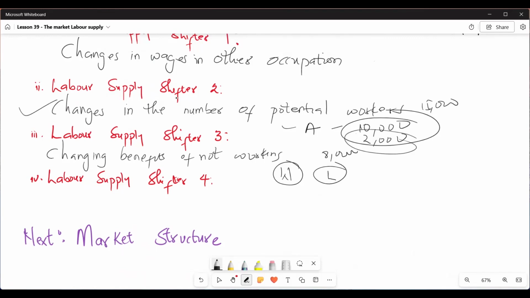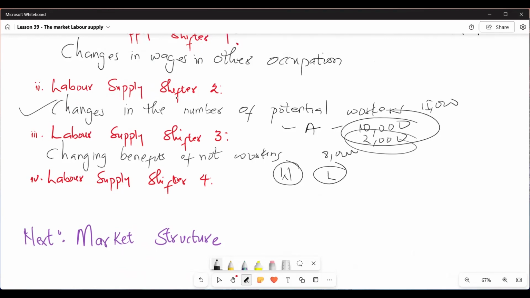The decision to work or not to work is driven by comparing the wages that you get, which is usually the benefit of working, and the foregone benefit of not working, which in this case may be the benefit you get from enjoying leisure. So anything that changes the benefit of not working will shift the labor supply curve.